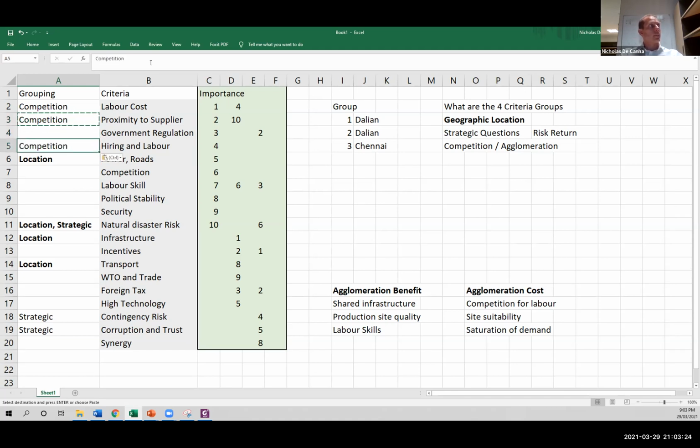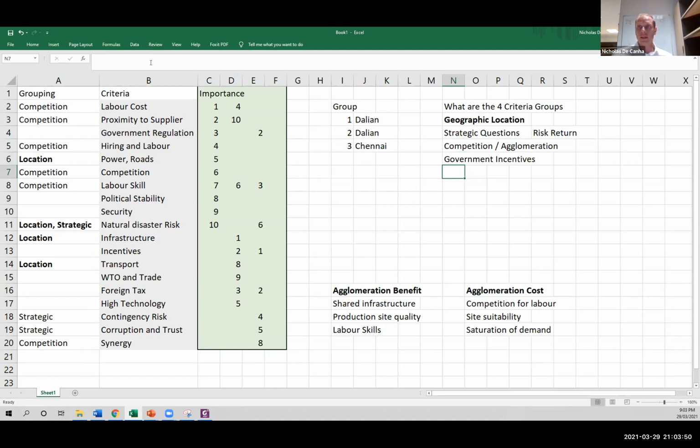Hiring and labor question, competition in the market. So here's a negative point. Is there skill? I don't know if security we might put under strategic. Synergies we can put under competition. And then the final one is this area of government incentives. So here's a neat framework.